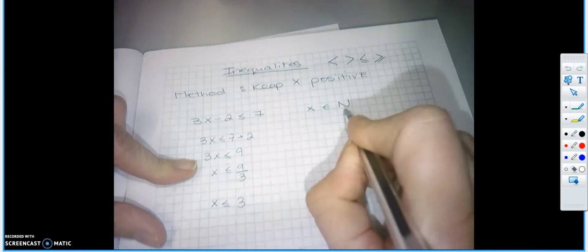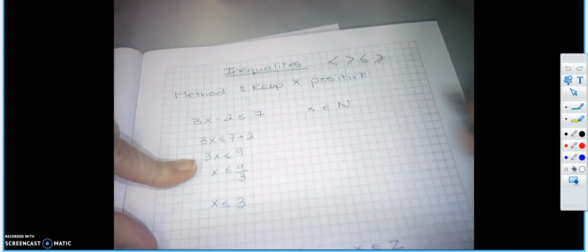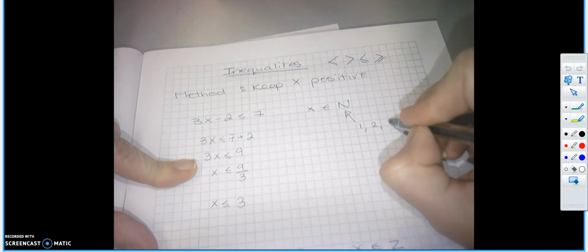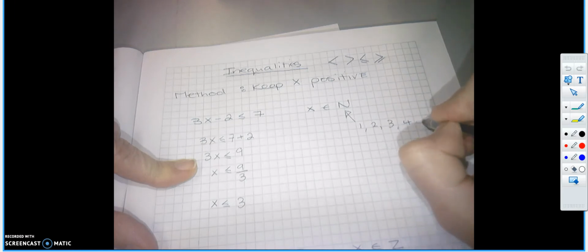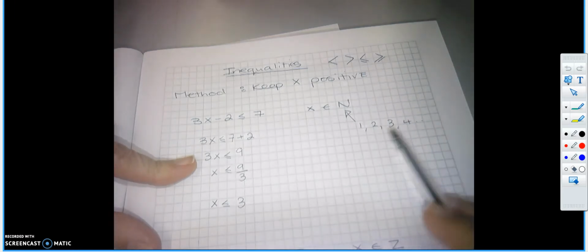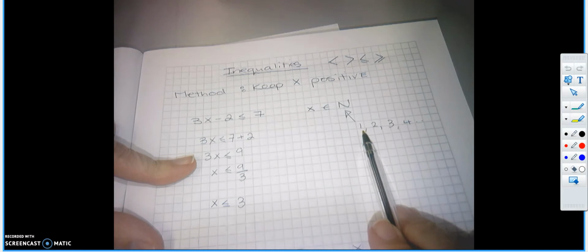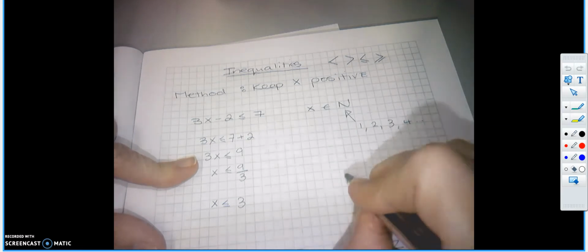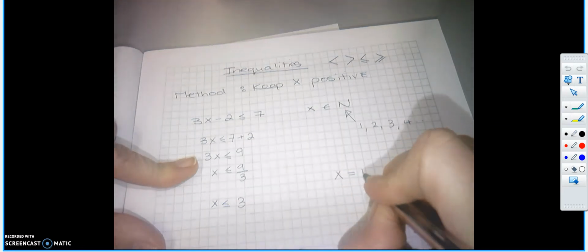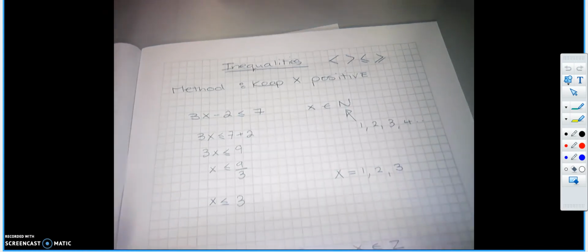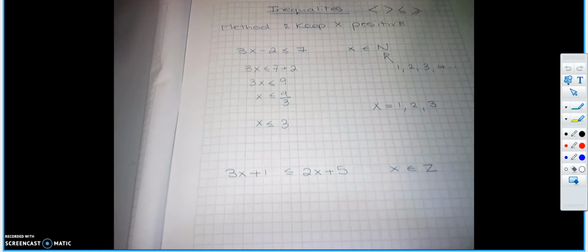In terms of the question, they told us that x is an element of N. N are the numbers 1, 2, 3, 4, up. So in other words, they are positive whole numbers from 1 up. So what numbers are less than or equal to 3 and bigger than or equal to 1? That means your x is equal to 1, 2, or 3. Okay, we look at the next one.